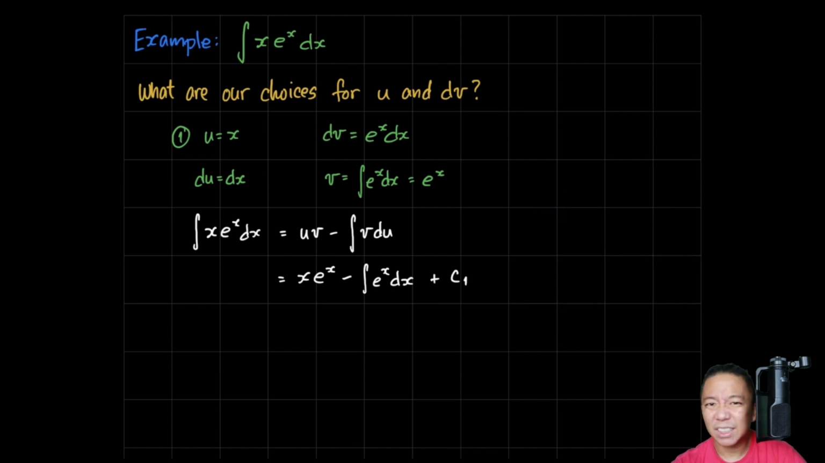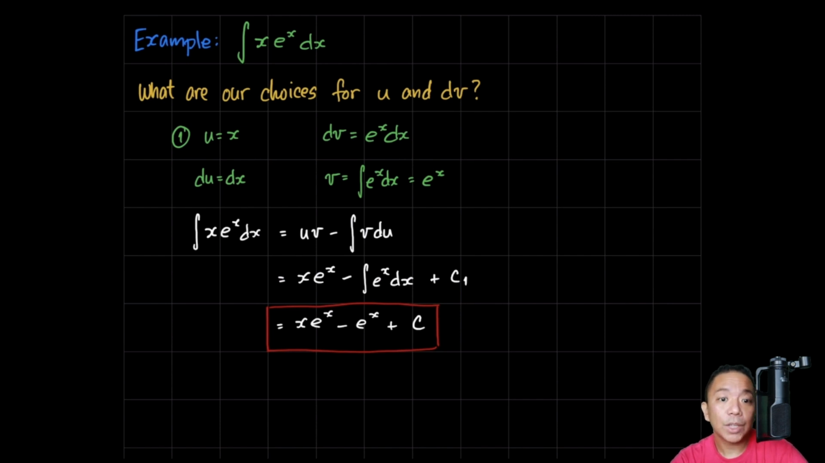Lagyan lang natin ng plus c1 for good measure para hindi natin makalimutan. Although baka hindi naman strictly kailangan kasi hindi pa natin na-evaluate yung antiderivative. But I just put it there. Next, we evaluate yung integral of e raised to x. That's just equal to e raised to x. So our given will now be equal to x times e raised to x minus e raised to x plus our constant of integration. We have nothing further to do, so let's highlight our final answer.